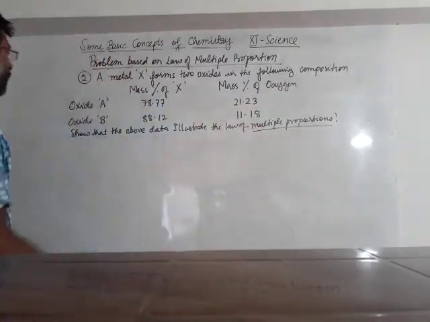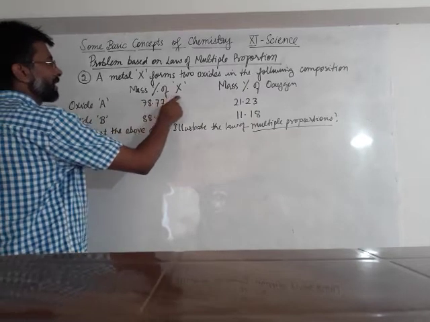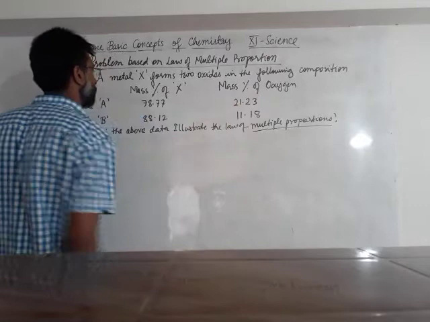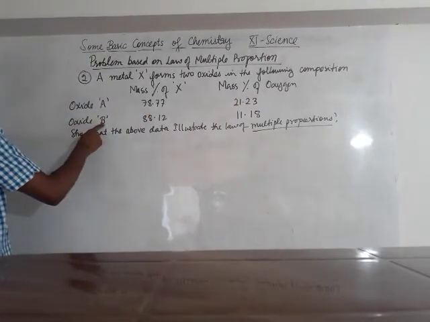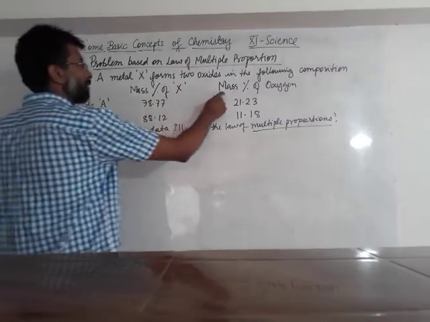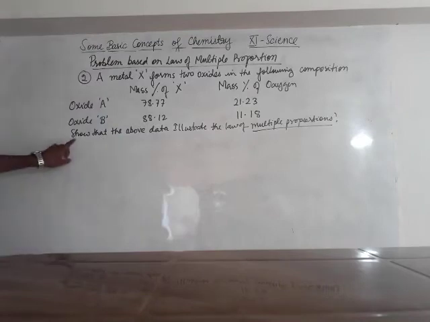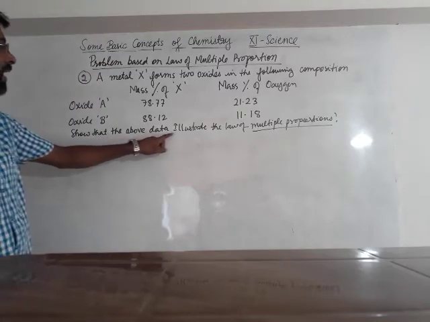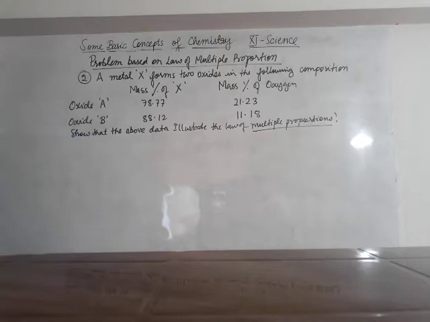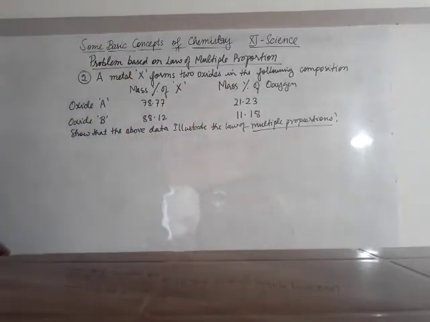Now in oxide A, if you add the mass percentage of X and the mass percentage of oxygen, it should be 100%. And in oxide B, the mass percentage of X is 88.12 and the mass percentage of oxygen is 11.88%. Now the question says, show that the above data illustrate the law of multiple proportion. So by using the concept of law of multiple proportion, we have to show whether this data is obeying the law of multiple proportion or not.